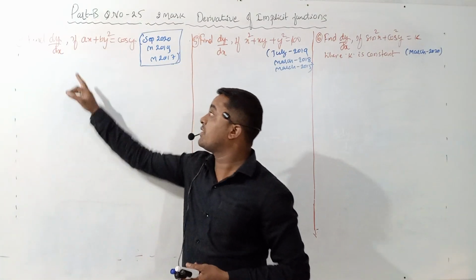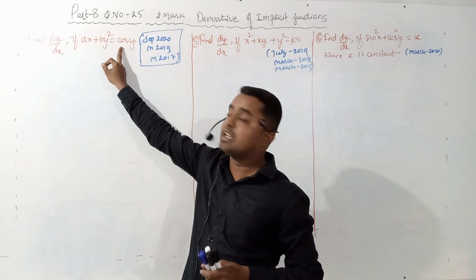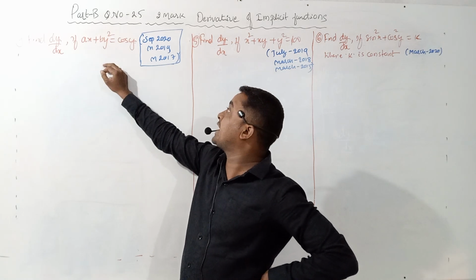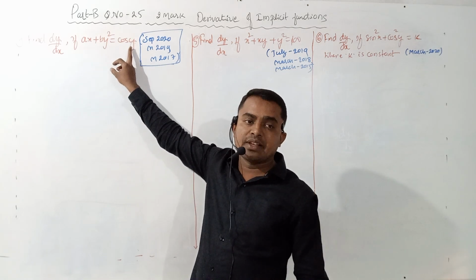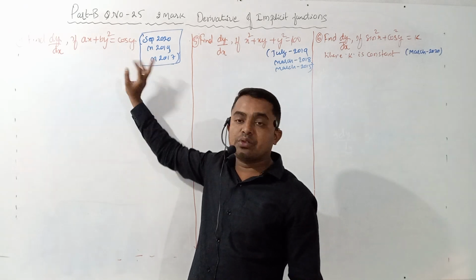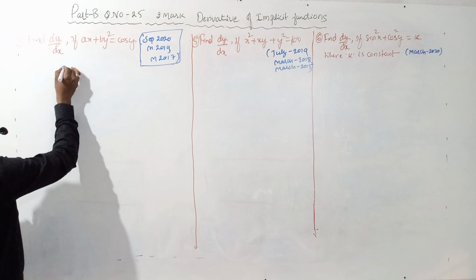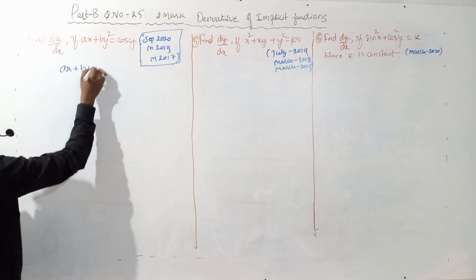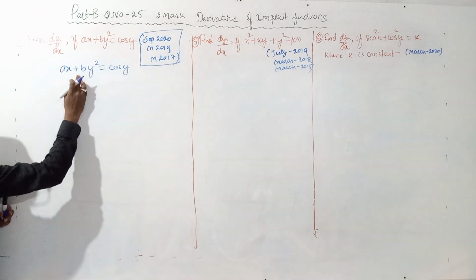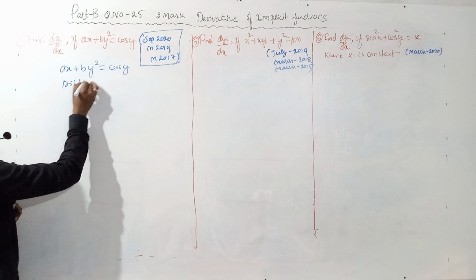So the next question: find dy by dx if ax plus by square is equal to cos y. This question has been asked in September 2020, March 2019, and March 2017. So let us solve this problem. Write the given function first: ax plus by square is equal to cos y. Differentiate with respect to x.